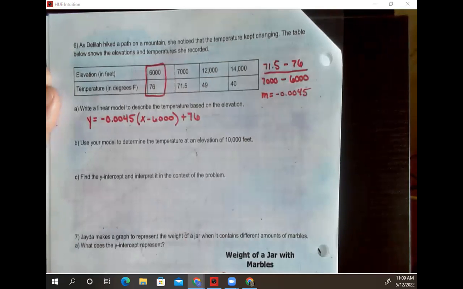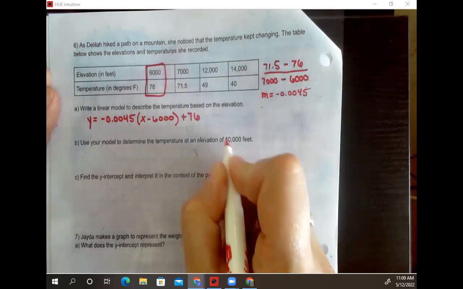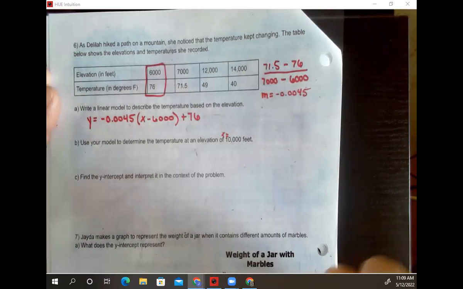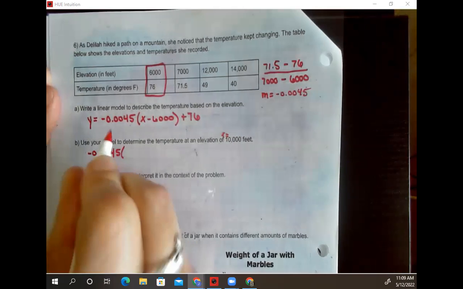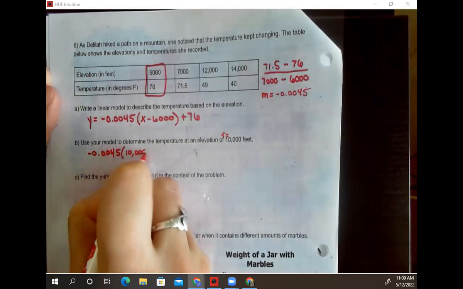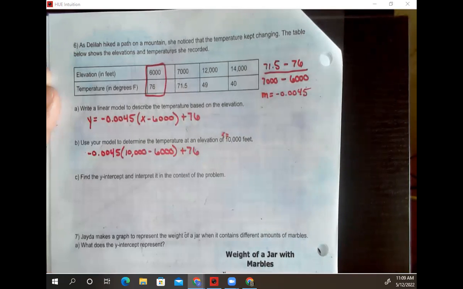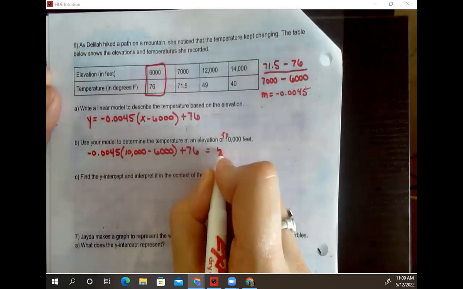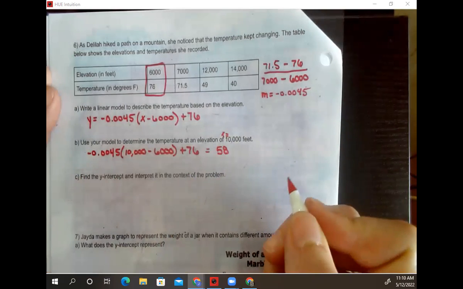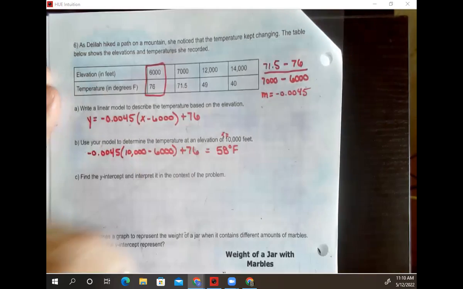And now the next part of this question is what we did last time. Use your model to determine the temperature at an elevation of 10,000 feet. So I'm plugging in x equals 10,000. Again, I would do this on a calculator for the simplifying part. So 10,000 minus 6,000 in parentheses with that plus 76 at the end. And again, you can simplify this in your calculator. You end up with 58. So that would be 58 degrees Fahrenheit. That's our label for those temperatures.